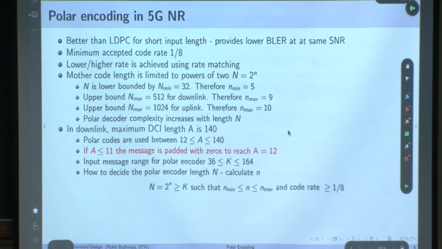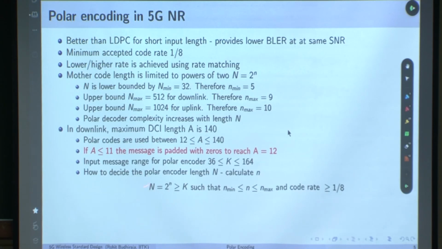And the code rate should be greater than 1 by 8. That you have to ensure, because the minimum is 1 by 8. You cannot pick an n which leads to a lower code rate than 1 by 8. These two conditions have to be met, because that's a practical constraint. A polar encoder cannot work at a rate lower than 1 by 8.